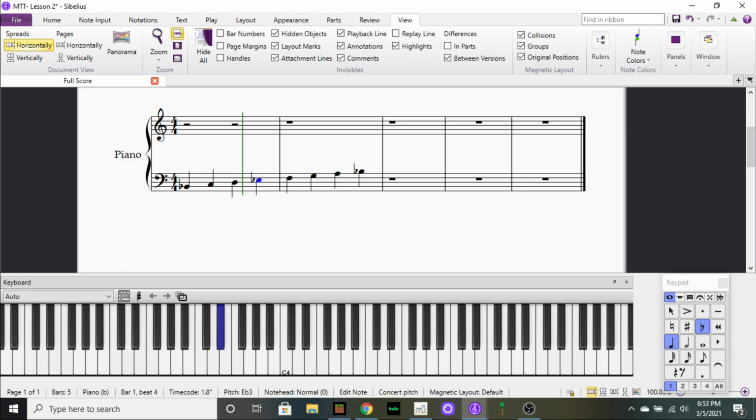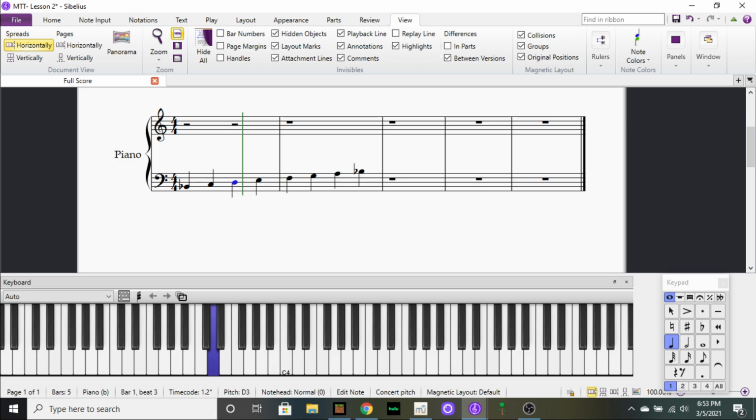Now, if it was an E natural, you would move a whole step. But because it's an E flat in the scale, it is a half step.